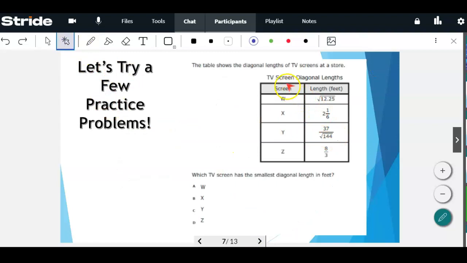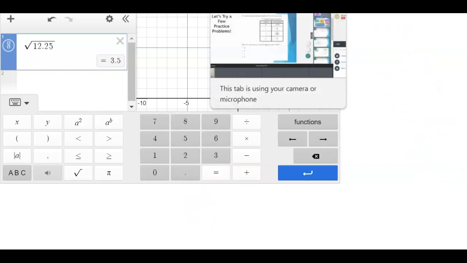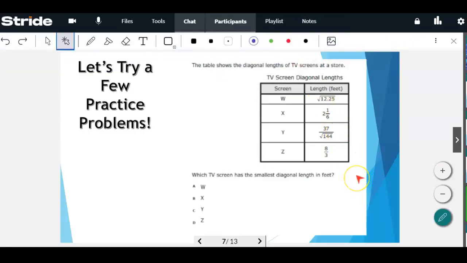So it says the table shows the diagonal lengths of TV screens at a store. Which TV screen has the smallest diagonal length? All right, let's get that calculator. So we have square root of 12.25. So I'm going to go ahead and do this. Square root 12.25. Remember, you can set it up on the calculator where you have the number line, and you can look at it that way. For this recording, I'm just going to go ahead and change them all to decimals, and we will look at which one would be the smallest one. So this is 3.5. This is going to be 2.